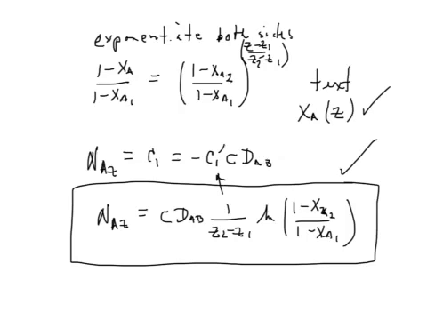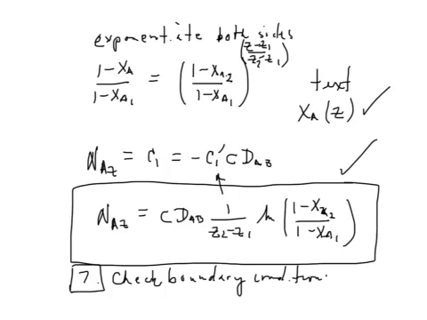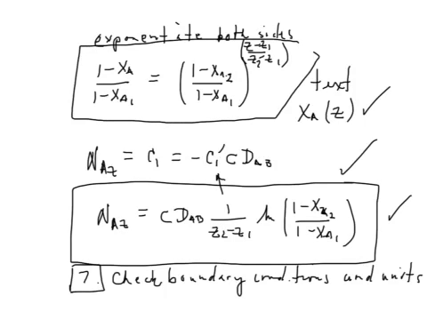So the only thing left now is step 7, which is to check the boundary conditions and the units. So we can verify that the units here indeed give us a flux, and we can look at the concentration profile given by this expression to prove that it indeed satisfies the boundary conditions of the problem.